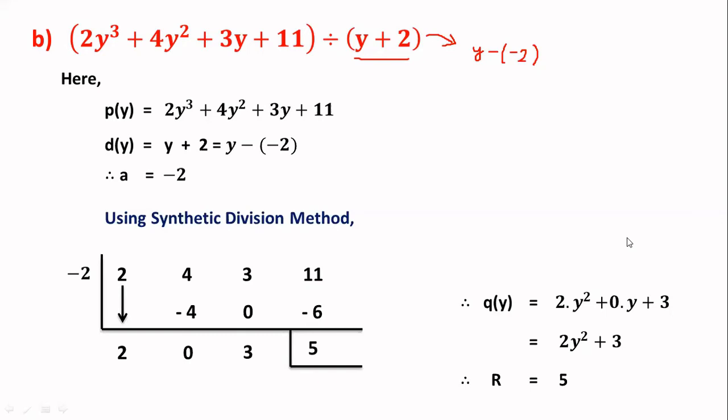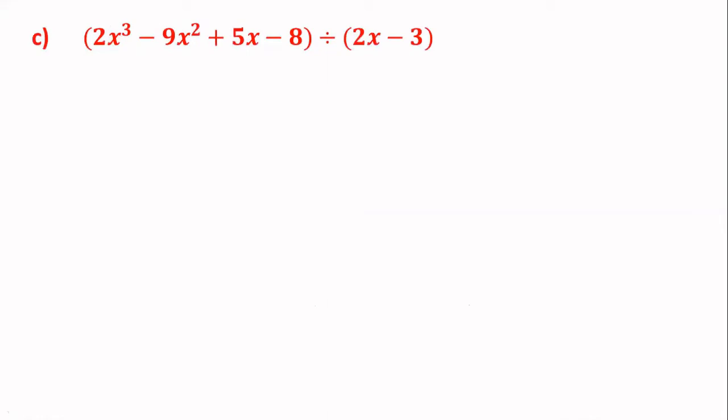Now let's go to the next example, example number 3. In this example, the divisor is in the form of cx minus d. We know that if the divisor is in the form of cx minus d, then again we need to do the same thing and convert it into standard form. First of all, we take 2 common. Then inside the bracket there will be x minus 3 by 2, which is very similar to our standard form x minus a. So easily from here we can get the value of a as 3 by 2.